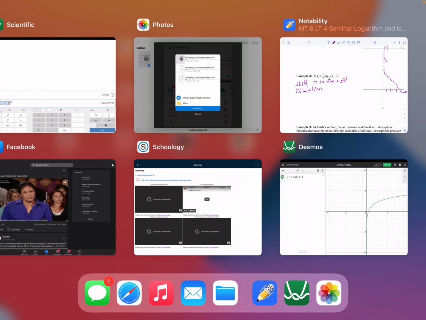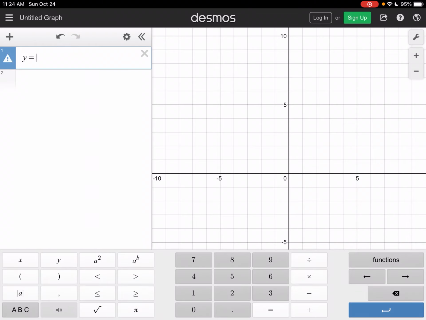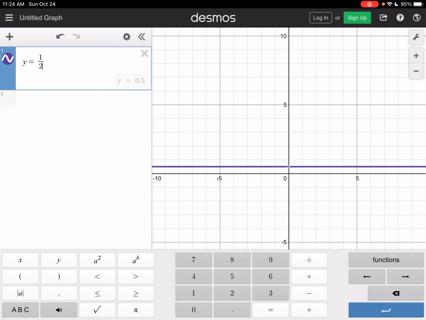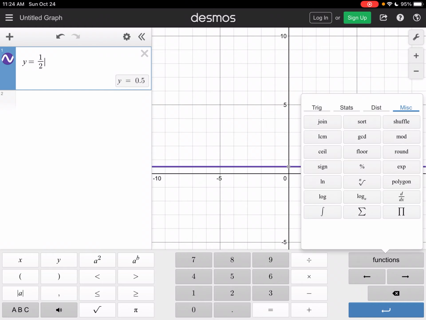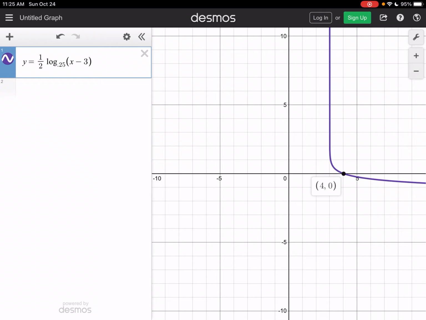Let's take a look at that one with technology. So if I have 1/2, I'm going to do log to the base of 0.25 of x minus 3. Notice it gets moved over 3 to the right. And every point is multiplied by 1/2, so it falls a little bit slower. And that's all you would do on that.